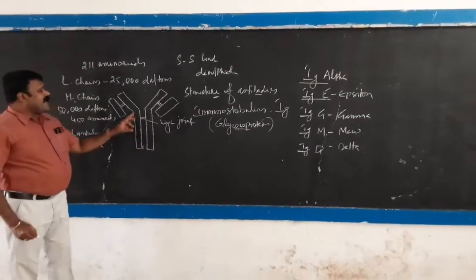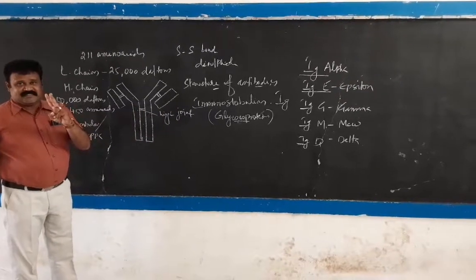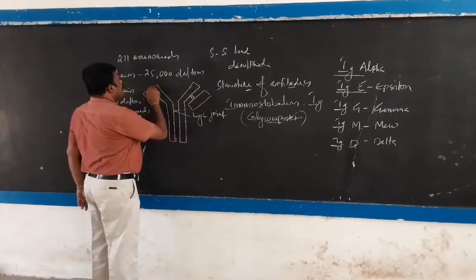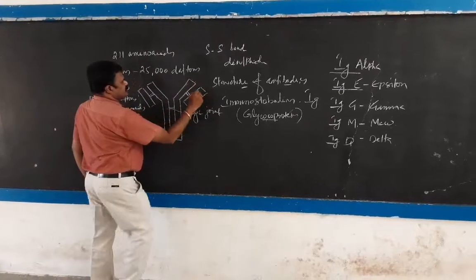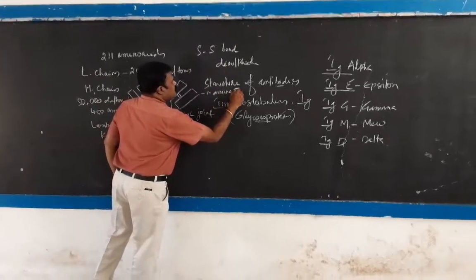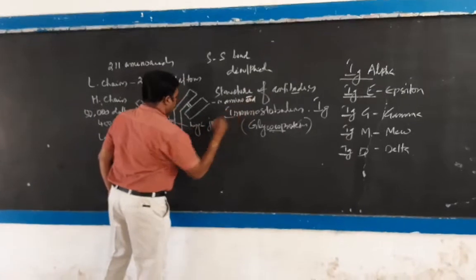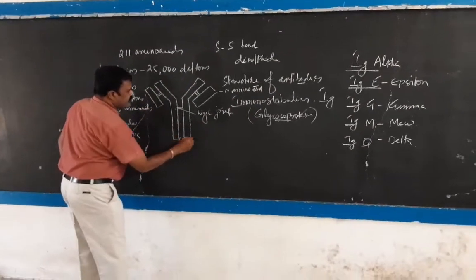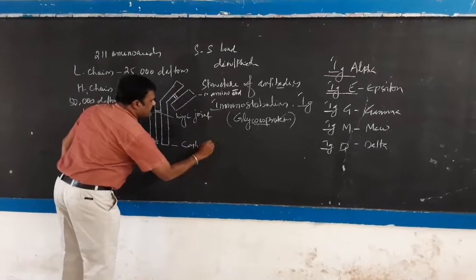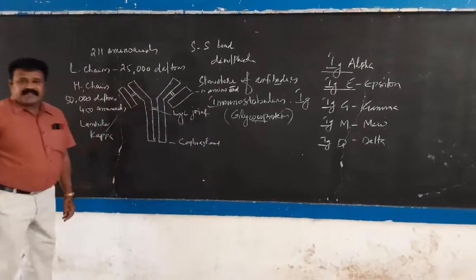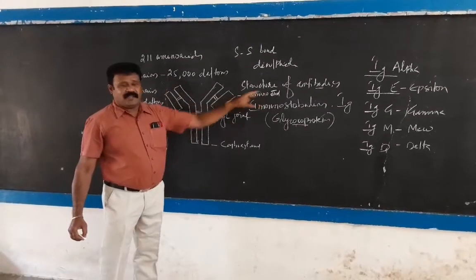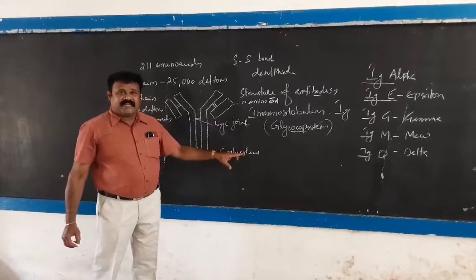Apart from this, the antibodies have 2 ends. The upper end of each chain is called the N-amino end. The lower end of each chain is called the C or carboxyl end. Right? Each chain has 2 ends. The upper end is called the N-amino end. The lower end is called the carboxyl end.